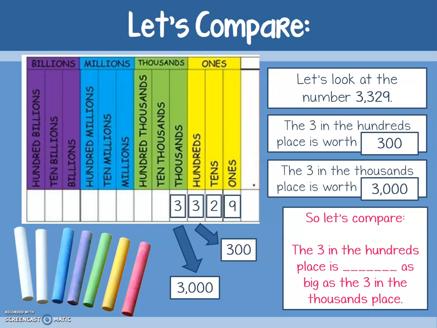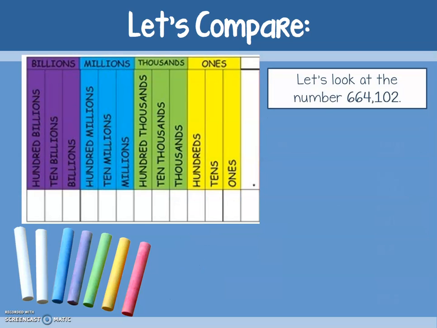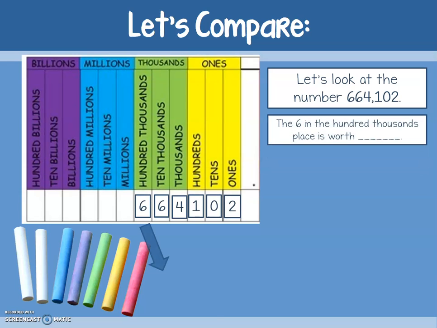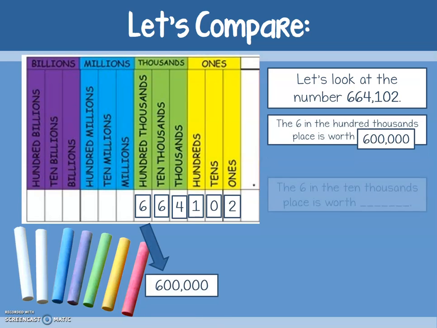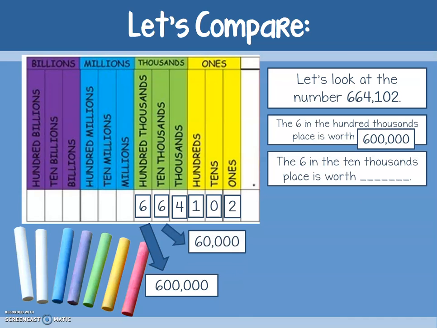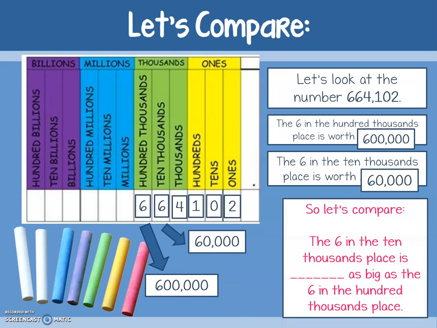All right, let's look at one more and see if your prediction holds true. Again, let's go back to 664,102. The 6 in the hundred thousands place was 600,000. The 6 in the 10,000s place was 60,000. So let's compare. The 6 in the 10,000s place is what amount as big as the 6 in the 100,000s place? Well, this time it's a little trickier to talk about it with multiplication because our numbers are getting lesser.